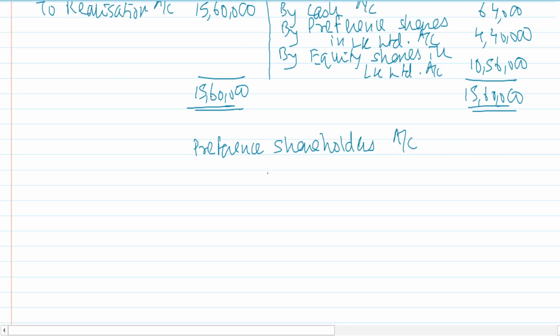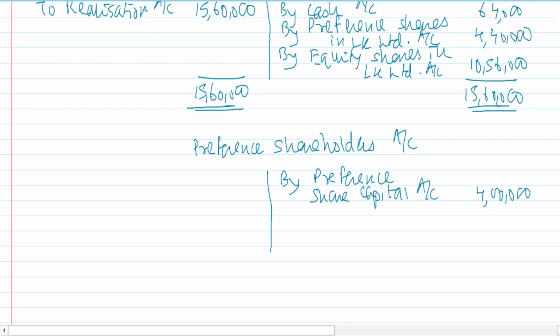Preference share capital will be transferred here. So my accounting entry will be preference share capital account debit to preference shareholders. Preference shareholders are credited. So by preference share capital account, 4 lakhs. We are giving them preference shares. So preference shareholders account debit 2, right?